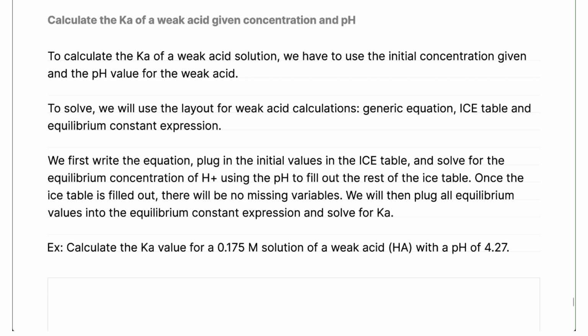To solve, we will use the layout for weak acid calculations, and this will be using the generic equation, ICE table, and equilibrium constant expression. We first write out the equation, plug in the initial values in the ICE table, and solve for the equilibrium concentration of H+ using the pH to fill out the rest of the ICE table. Once the ICE table is filled out, there will be no missing variables. We will then plug all equilibrium values into the equilibrium constant expression and solve for Ka.